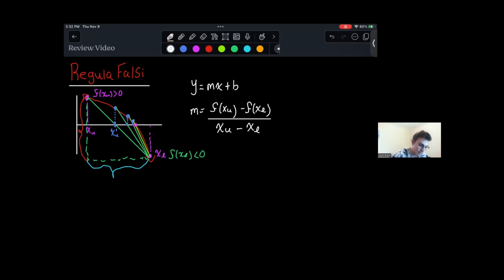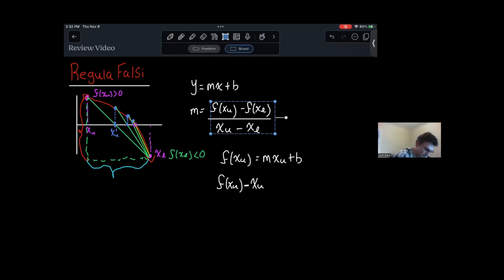Now, we know that our y is equal to mx plus b. If we were to plug in a specific point where we know both the x and the y, we can find our b. I'm going to plug in xu. I like using that for this derivation. So f of xu is going to be equal to my slope multiplied by xu plus some b. Now, what is our b going to be? Well, our b is just f of xu minus xu multiplied by our slope.